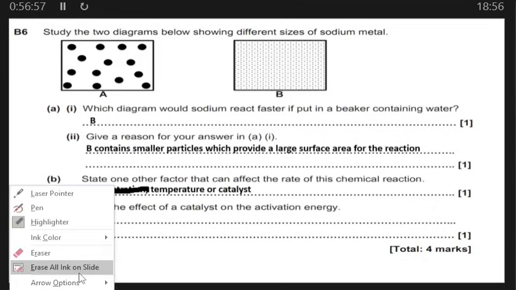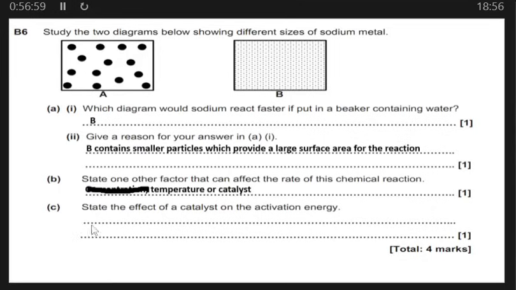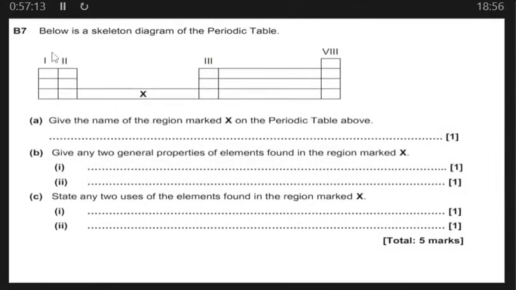Okay, so let's continue. C says state the effect of a catalyst on the activation energy. So the catalyst lowers the activation energy. So let's go to another question.